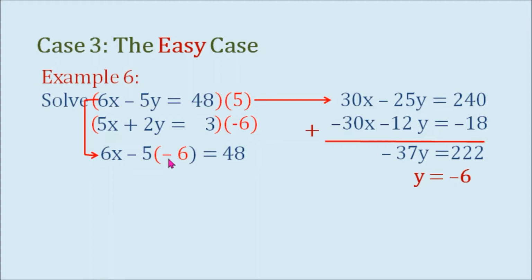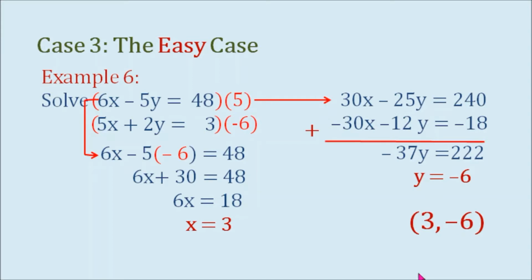And negative 5 times negative 6, that's 30. So that means 6x plus 30 equals 48. Then subtracting 30 from both sides, we have 6x equals 18. And dividing both sides by 6, x equals 3. So x equals 3, y equals negative 6. We can write our answer as coordinates 3 and negative 6.